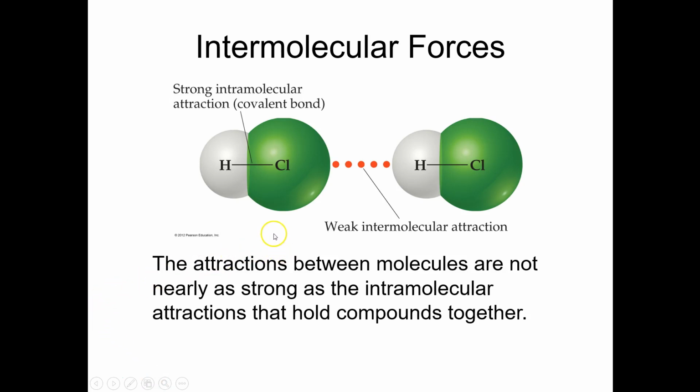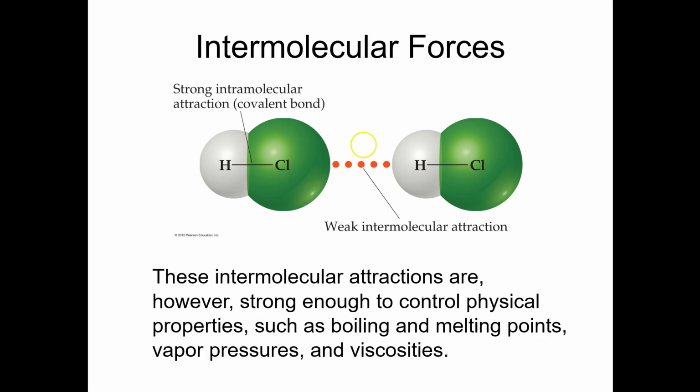Okay, so let's talk about what we're talking about. Intermolecular forces are not the covalent bonds that are holding atoms together in a molecule. What they are is weaker attractions that hold two or more molecules of a given substance in contact with each other. So this is a covalent bond, the straight line. This dot, dot, dot represents the intermolecular attraction between two hydrogen chloride molecules.